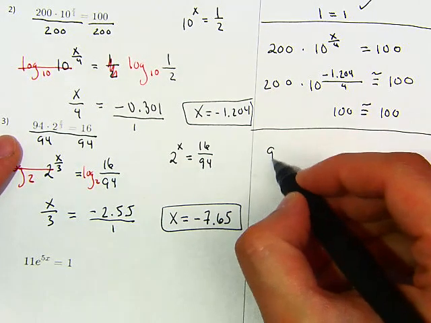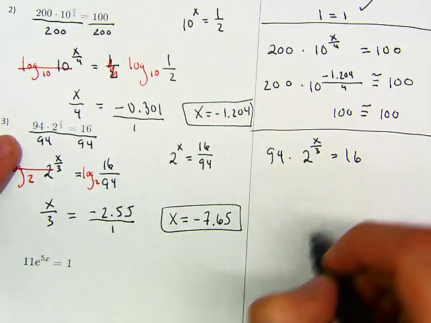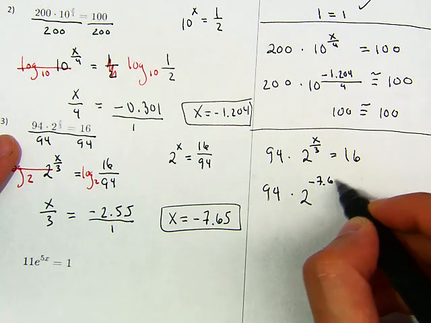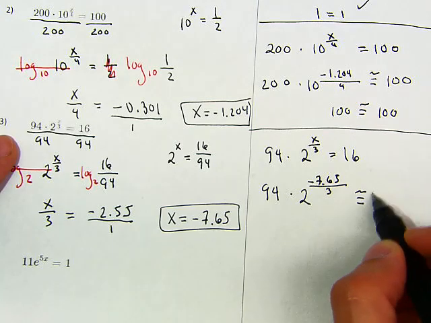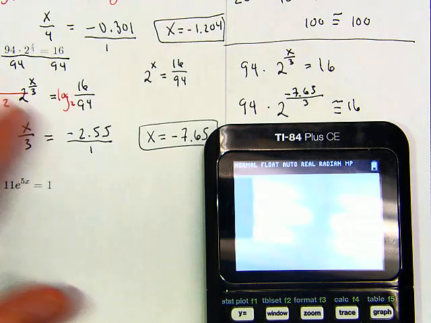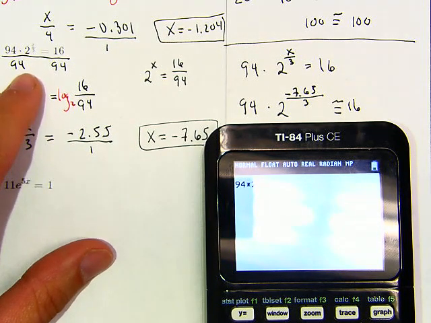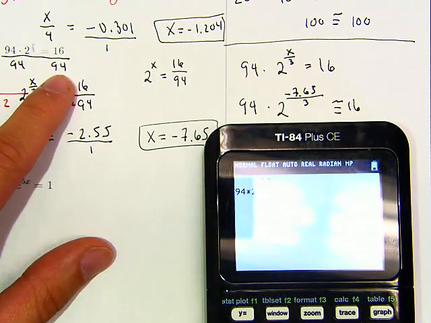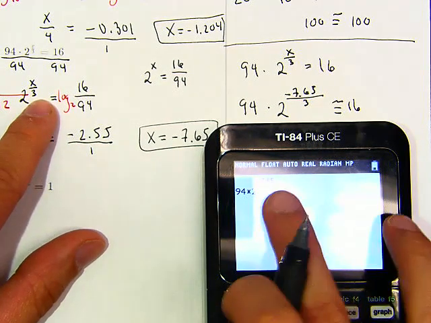Here, if I have 94 times 2 to the x over 3 equals 16, then hopefully 94 times 2 to the negative 7.65 over 3, this is your exponent for the 2, hopefully we get something very close to 16. And let's check it. So here, if I have 94 times 2 and the exponent, we're going to put in this fraction, negative 7.65 over 3, right?